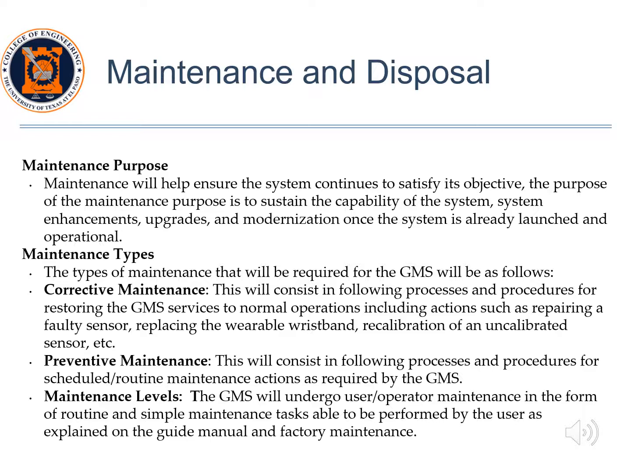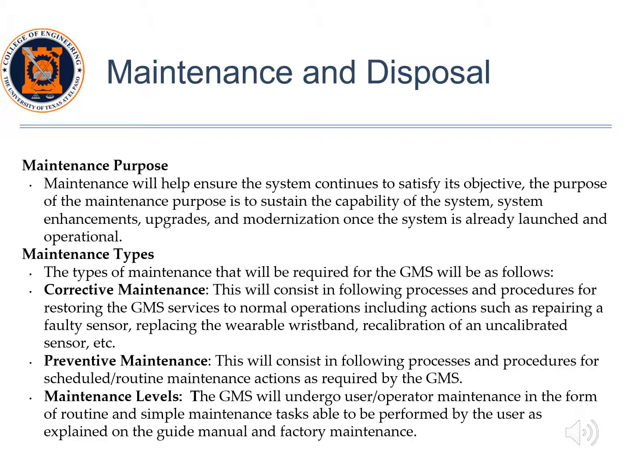(8.1) Maintenance purpose. Maintenance will help ensure the system continues to satisfy its objective. The purpose of the maintenance is to sustain the capability of the system through enhancements, upgrades, and modernization once the system is already launched and operational. Maintenance types. The types of maintenance that will be required for the GMS will be as follows.